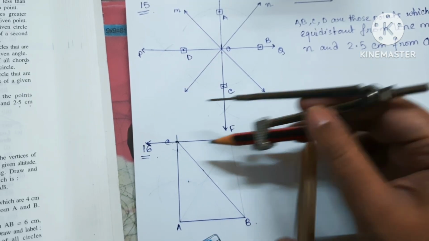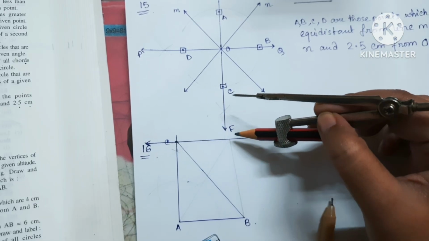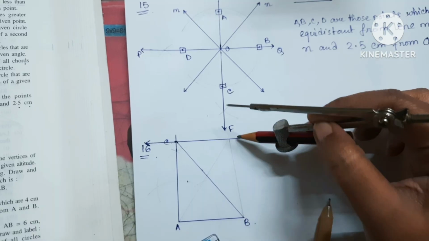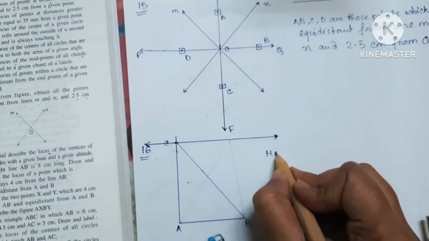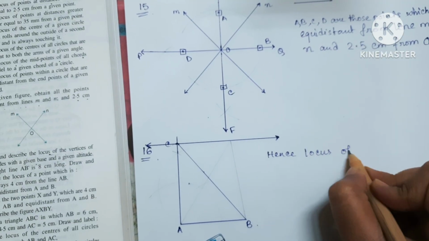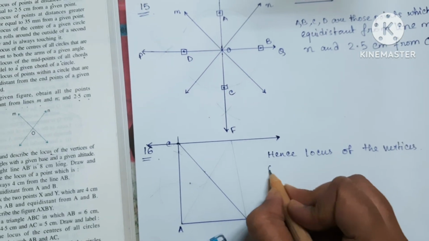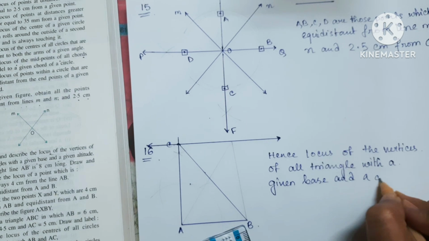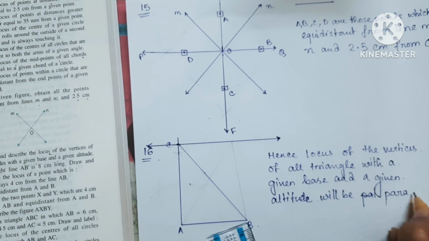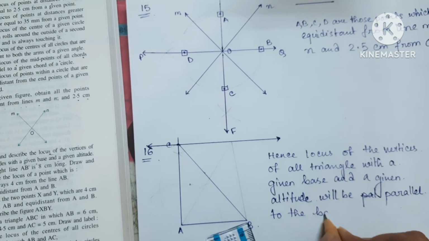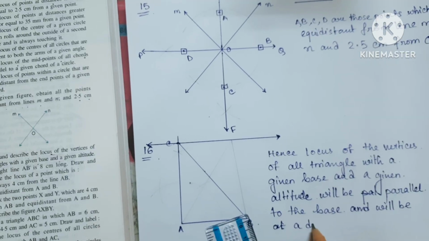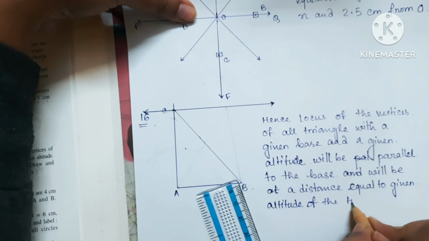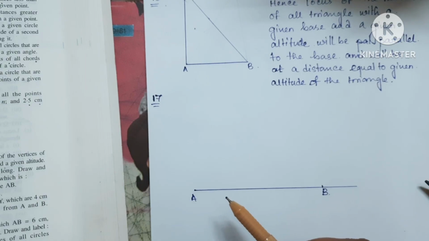differ. Now the locus of the vertices will all be on this straight line which is parallel to AB and at a distance of the given height. Hence you can say the locus of the vertices of all triangles with a given base and a given altitude will be a line parallel to the base and at a distance equal to the given altitude of the triangles. See question number 17.